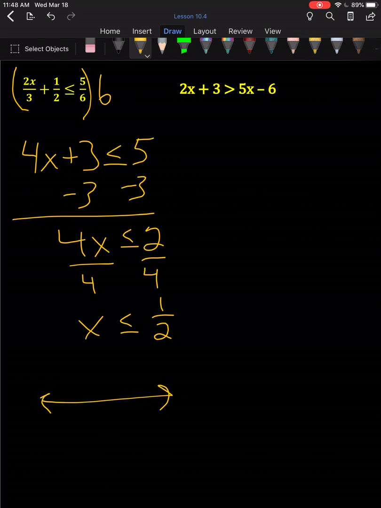Throw down our magical mystery number line, give it a 0, give it a half, less than or equal to. So this circle gets filled in, and less than heads off to the left.